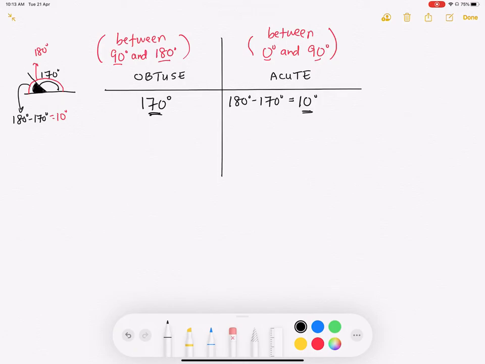So if we were to study the effect on sine, sine 170 degrees compared with sine 10 degrees, when we press the calculator, we have a value of 0.1736. Sine 10 is also having 0.1736. So from here we can see that the sine of 170 degrees is equal to sine of 10 degrees.